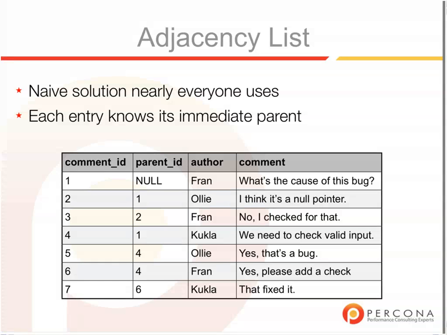So in the case of the threaded discussion that I just showed, you could see that the parent ID is the one to which the comment was replying. It's very simple. Adding a new row to this is also very simple. If you want to add a new comment as the reply to comment number 5 in this case, Ollie says, yes, that's a bug. And Fran says, I agree. All you do is add a new row that denotes the parent as being comment number 5.